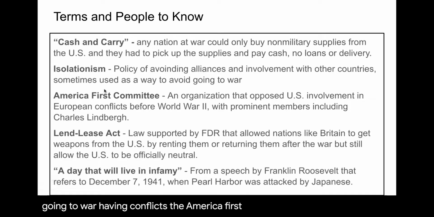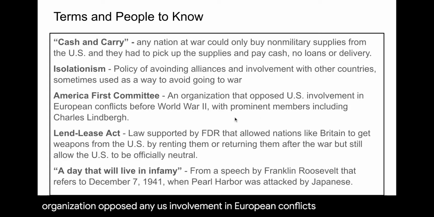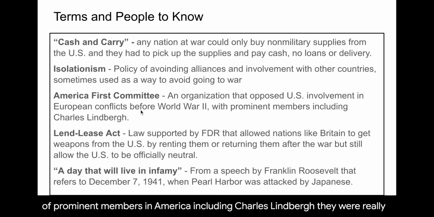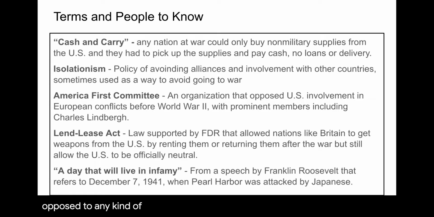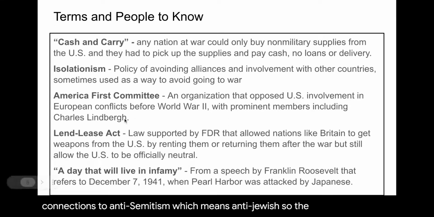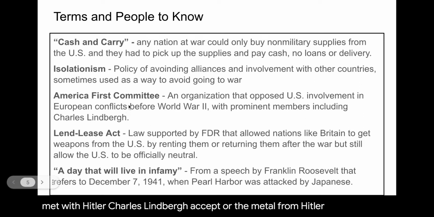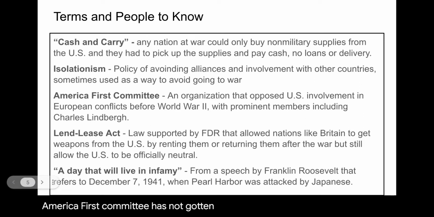The America First Committee, this was an organization that opposed any U.S. involvement in European conflicts. A lot of prominent members in America, including Charles Lindbergh, were really opposed to any kind of efforts to get involved in Europe. And there were some connections to anti-Semitism, which means anti-Jewish. So, people like Charles Lindbergh were more friendly to Hitler, right? They met with Hitler. Charles Lindbergh accepted a medal from Hitler. So the America First Committee has not gotten a great reputation in the years since then.